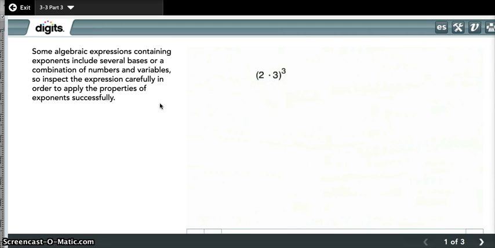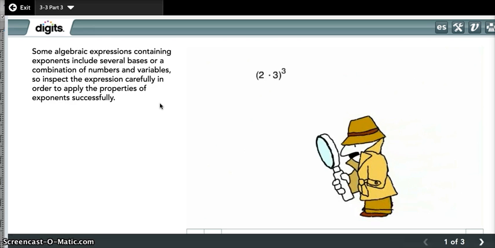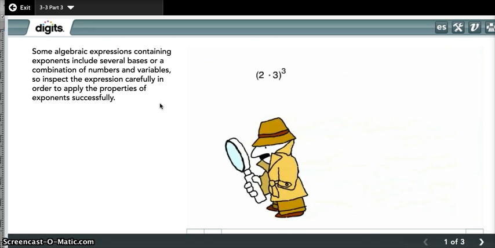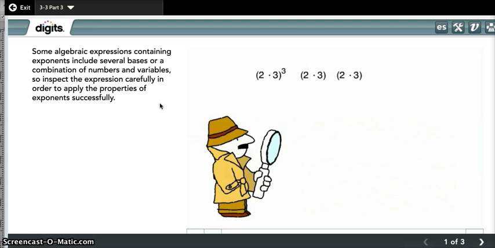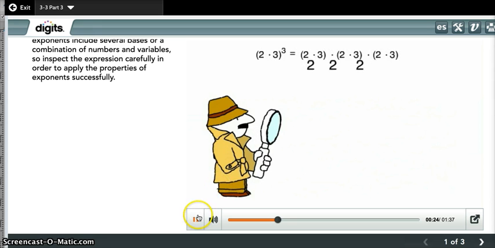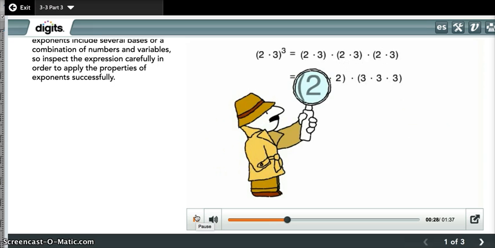Consider the expression the quantity 2 times 3 cubed. Remember, when you're not sure what an expression with exponents means, write it in expanded form so you can take a closer look. Write out the expression in expanded form. First, the expression in parentheses is cubed. Now that you have two different bases, apply the commutative and associative properties to group the bases that are the same.